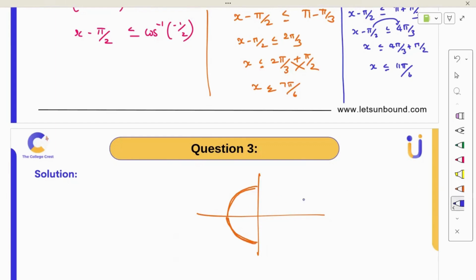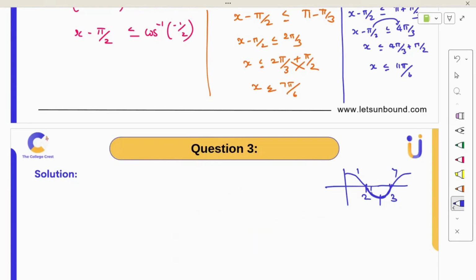When you graph this, the cos graph will come like this and then go like this. So first quadrant, second quadrant, third and fourth. So it should be between 7 pi by 6 and 11 pi by 6. There only will the less than or equal condition be satisfied. Otherwise, it will be above.